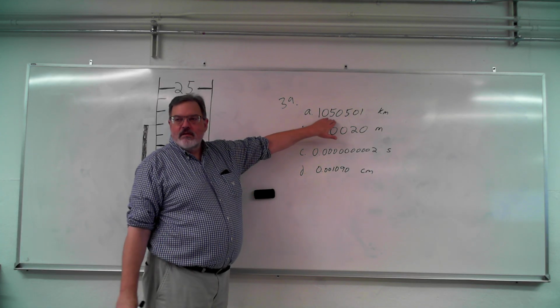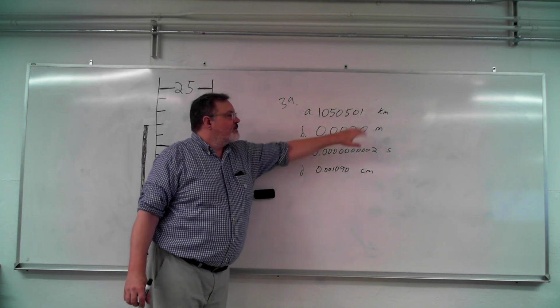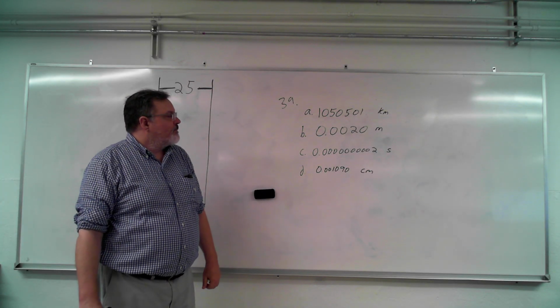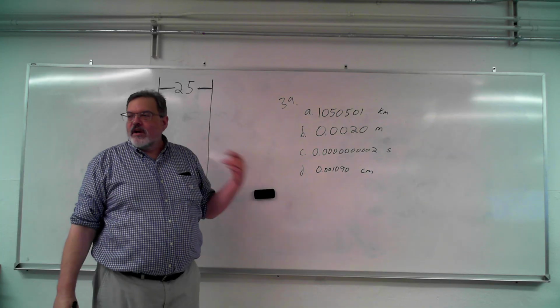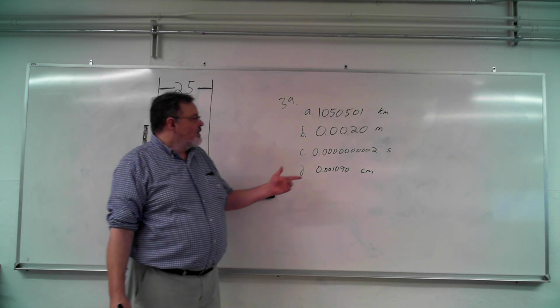About this? 6. 1, 2, 3, 4, 5, 6, 7. Oh, 7. There's no leading zeros or trailing zeros, so this one should be easy. You just count all the digits you see there.